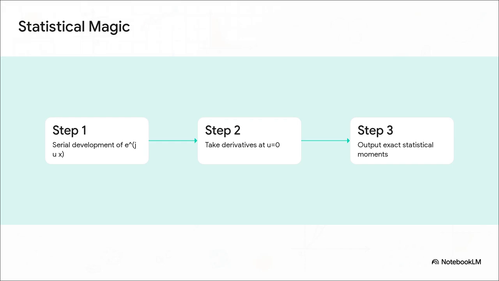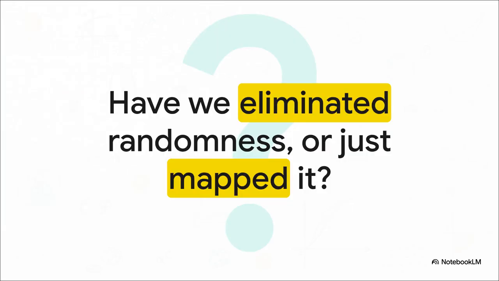Let's watch the statistical magic happen. First, we perform a Taylor series expansion on that exponential function. Next, we take the derivatives, setting u to exactly 0. Because of this specific transformation, every single statistical moment, the mean, the variance, the skewness, literally falls perfectly out of the equation. Differentiate this one single function, and it yields every secret the random variable holds. It's the whole shebang.